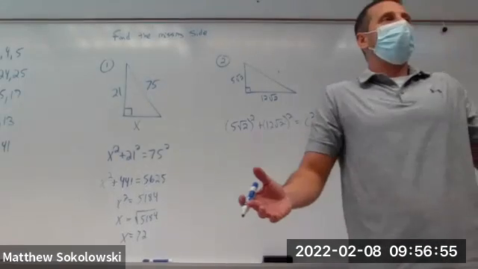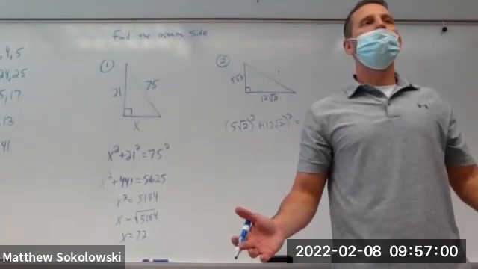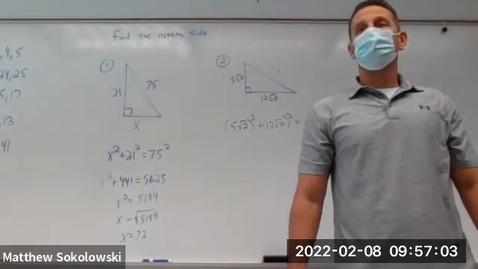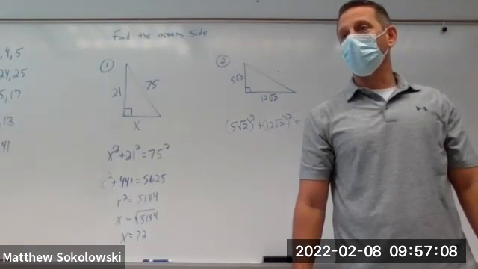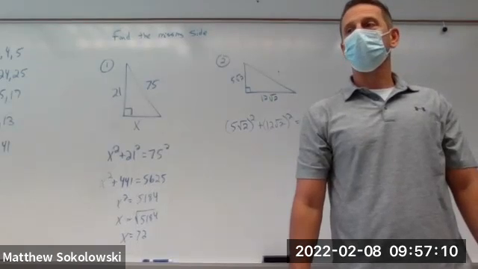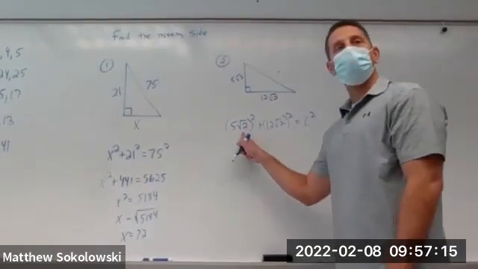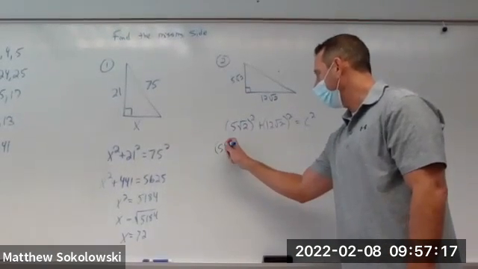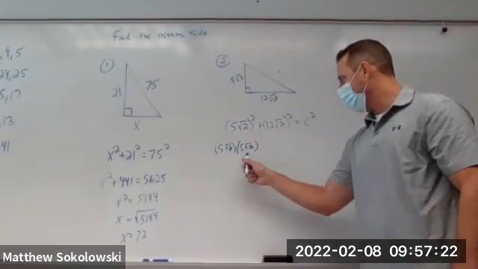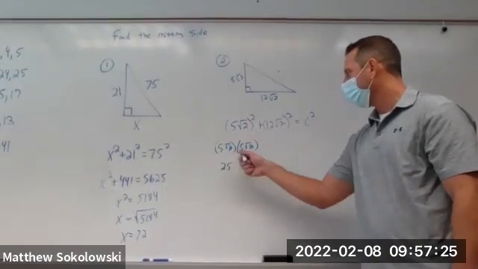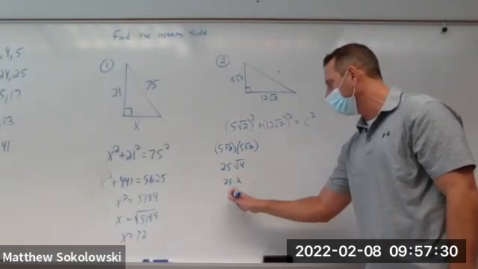What if this was a non-calculator portion of a test? What's 5 rad 2 squared? Do you change it into 25 rad 4? That's what I was going to say. 50. 5 rad 2 squared is 5 rad 2 times 5 rad 2. 5 times 5 is 25. Rad 2 times rad 2 is rad 4. Rad 4 is just 2, so 50.